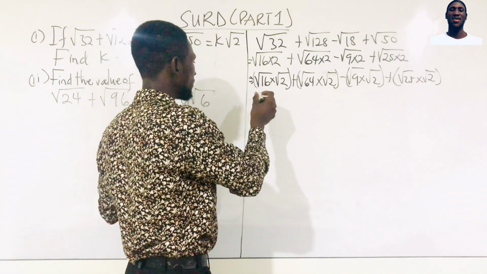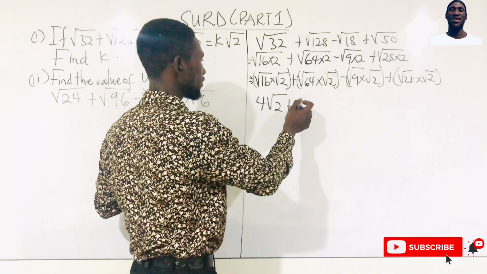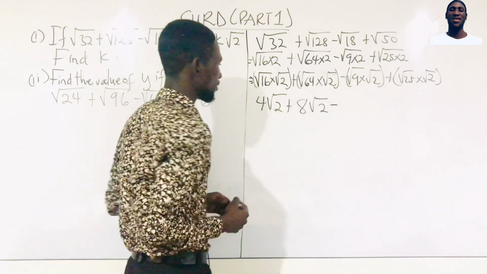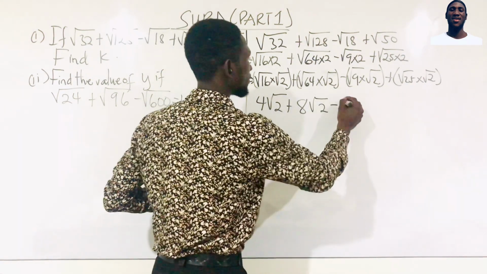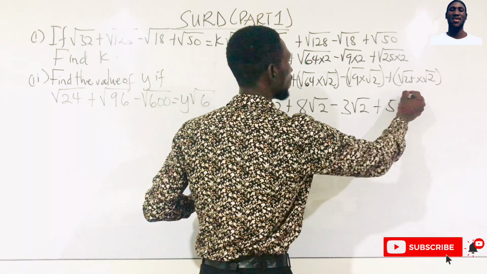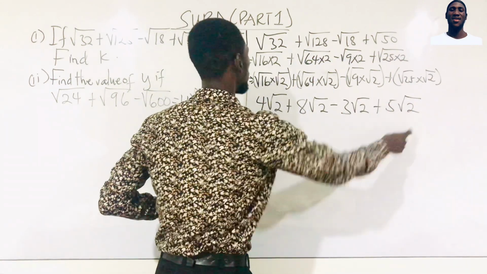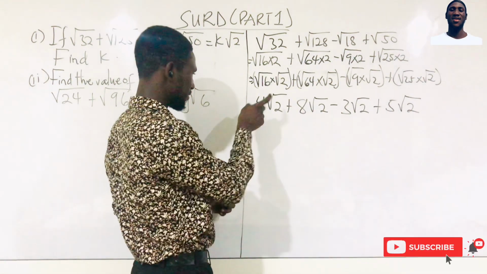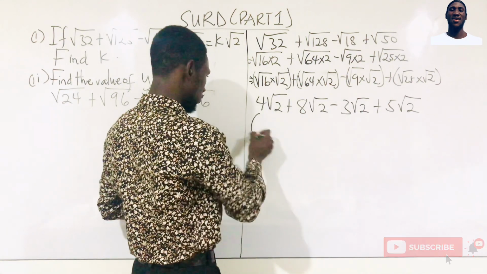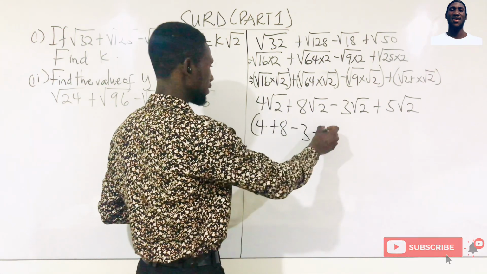Now, square root of 16 is 4. Then we have our root 2 plus, this gives us 8 root 2 minus, let's note the sign, this is 3 root 2 plus, this gives us 5 root 2. So you realize that's root 2, root 2, root 2, root 2. Now we can simplify. This is 4 outside, 8 outside, 3 outside, 5 outside. So we can write all those numbers outside: 4 plus 8 minus 3 plus 5.